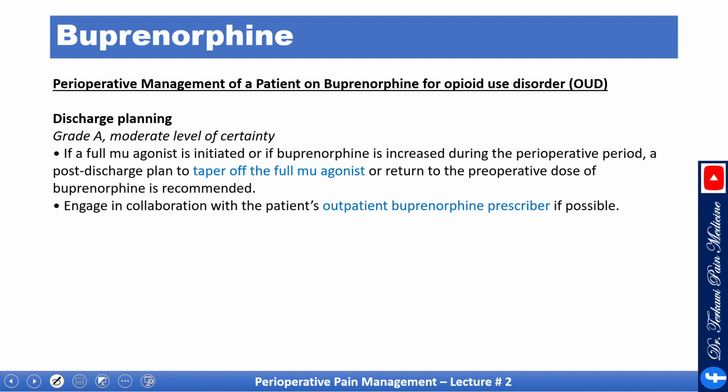Discharge planning, Grade A, moderate level of certainty. If a full mu receptor agonist is initiated, or if buprenorphine is increased during the perioperative period, a post-discharge plan to taper off the full mu receptor agonist or return to the preoperative dose of buprenorphine is recommended. Engage in collaboration with the patient and the outpatient buprenorphine prescriber.